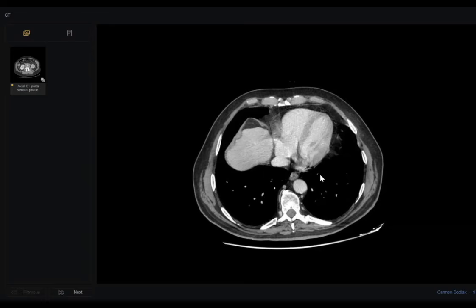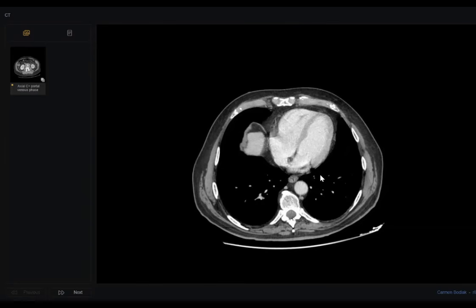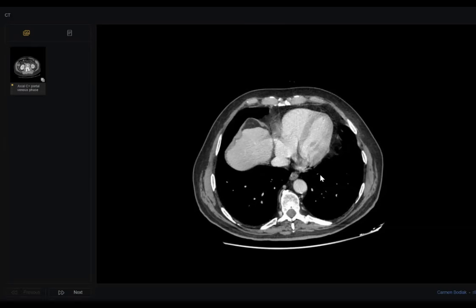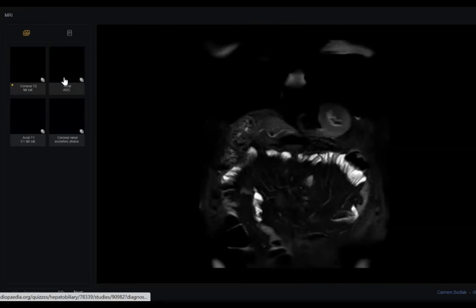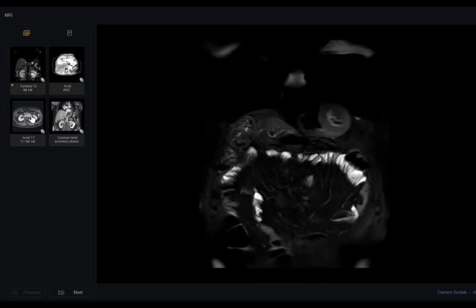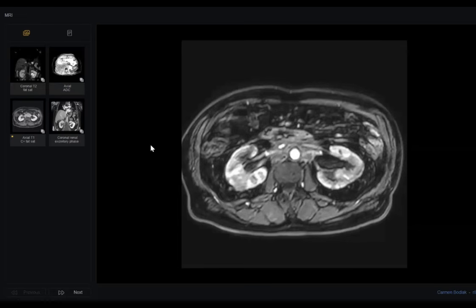What is your next radiological examination for this patient? Assess other associations, like Riedel thyroiditis by ultrasound and brain hypophysitis by MRI. Yes. Okay, look here, one second.